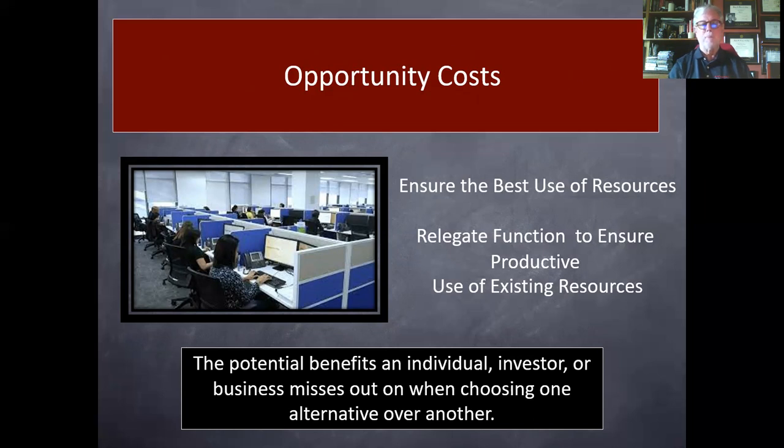So, the definition: the potential benefits an individual investor or business misses out on when choosing one alternative over another. You know, if I have a high volume pizza parlor, is it good for me to make all the dough and make all the different crusts on each individual pizza? Yeah, it'll give you a wonderful pizza. Or could I just buy it from somebody else who does that? Well, if you were the store owner, you would have to decide which one to do. But if you were using this prefab crust, your production would be up and probably your cost would be down. Just another decision.